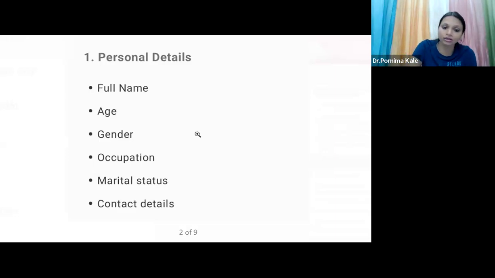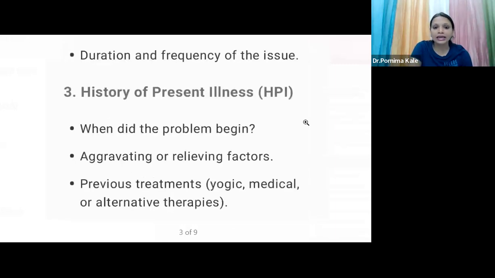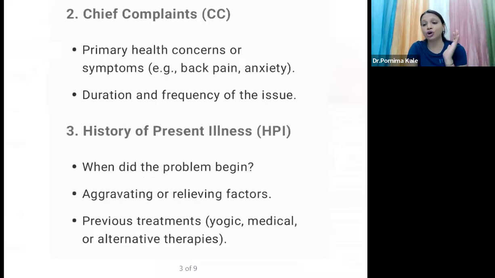Okay, so this is the first part of the case taking format, that is demographic data. Second will be present complaints or chief complaints. Why has the patient joined your yoga class, or why does he or she need the yogic therapy.